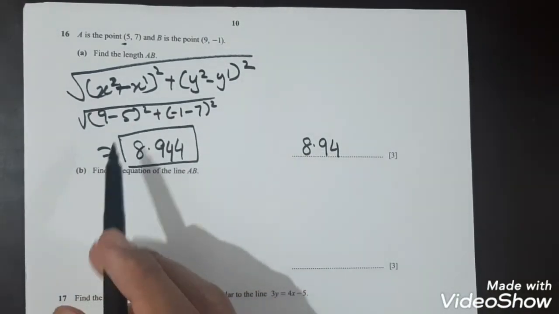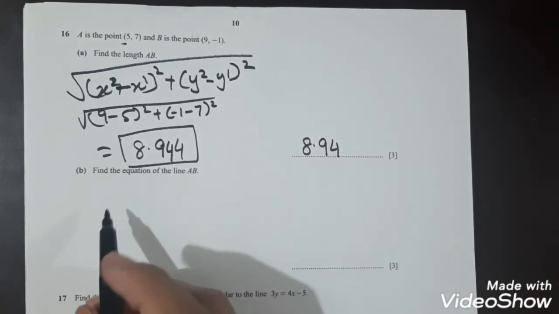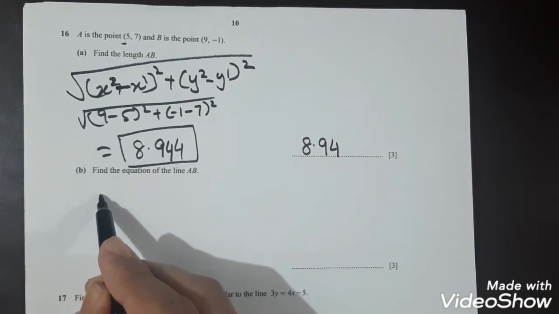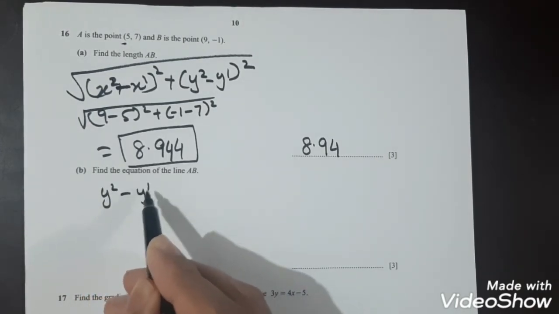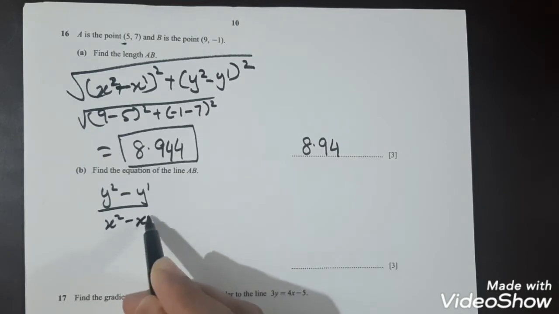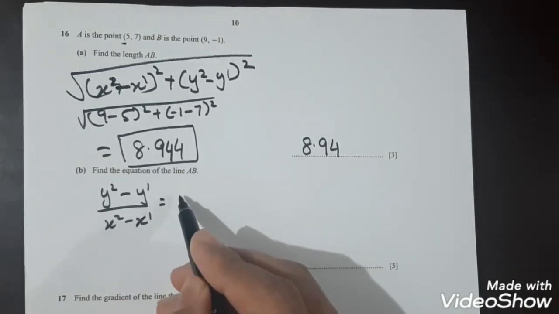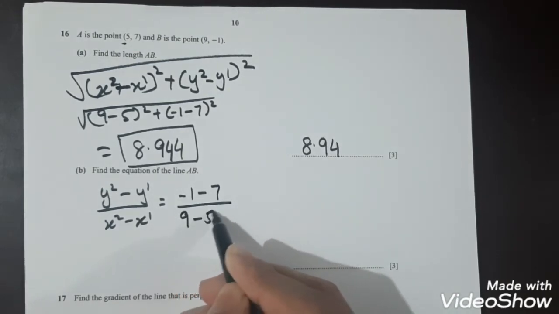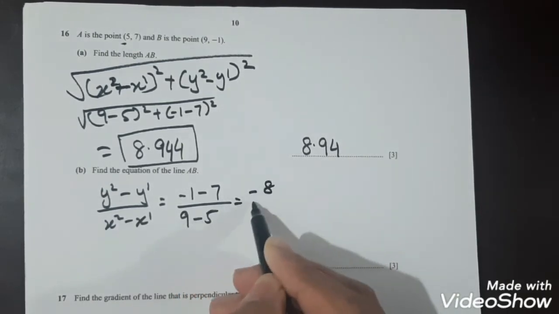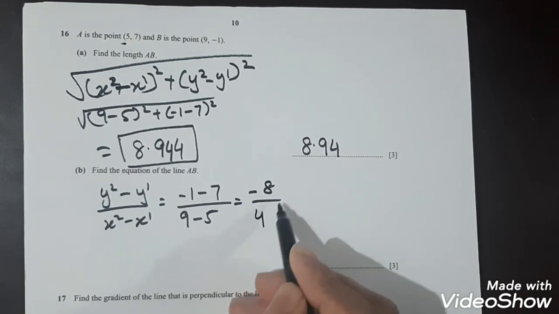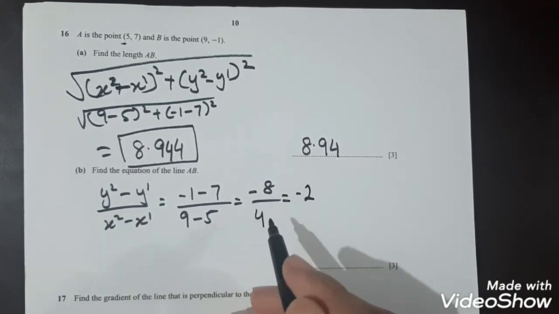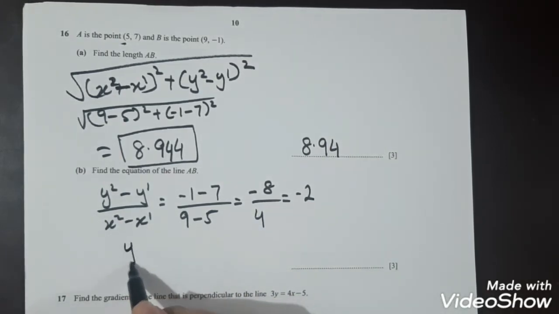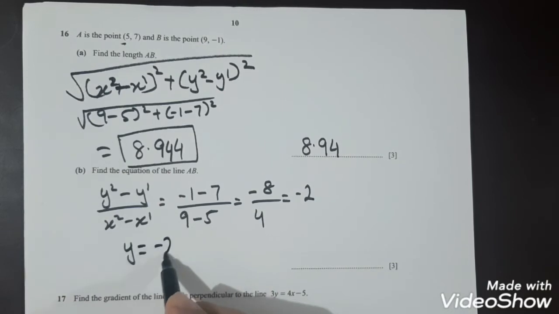So for the equation of the line AB, first we will calculate the gradient, which is y2 minus y1 divided by x2 minus x1, which will be (-1 minus 7) divided by (9 minus 5), which will be -8 over 4, which will be minus 2. So the gradient is minus 2. Then we write y is equal to minus 2x.